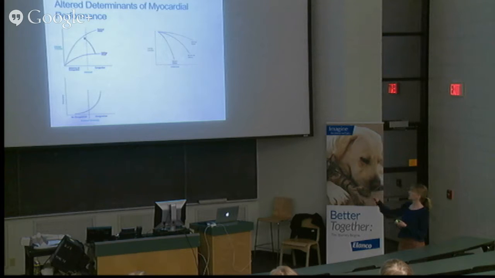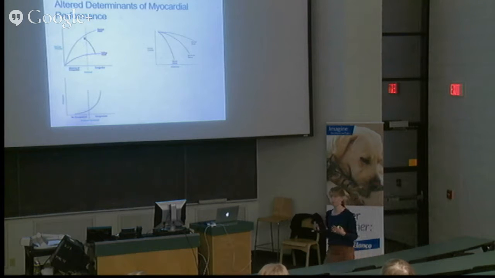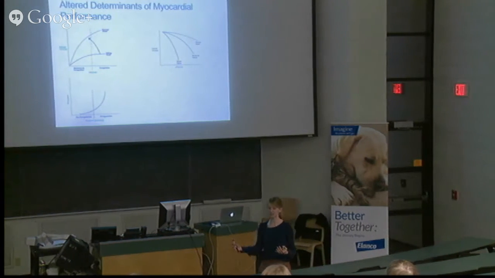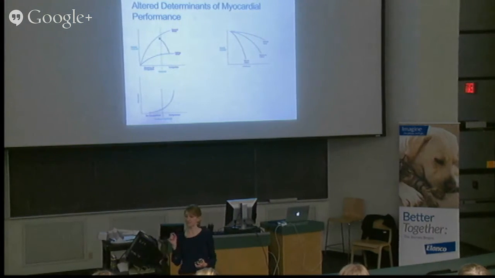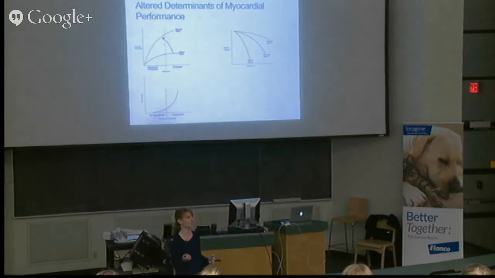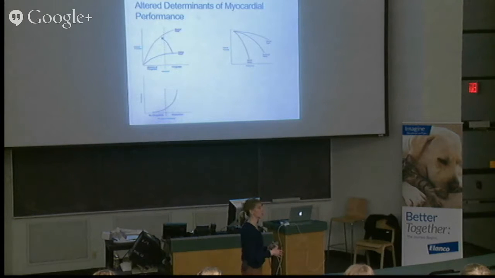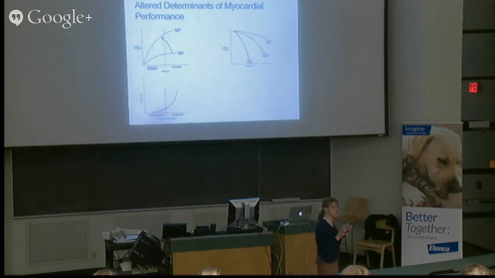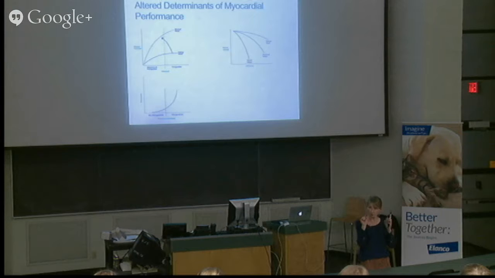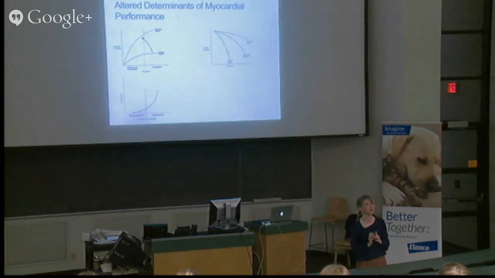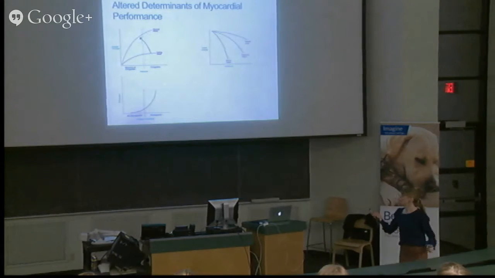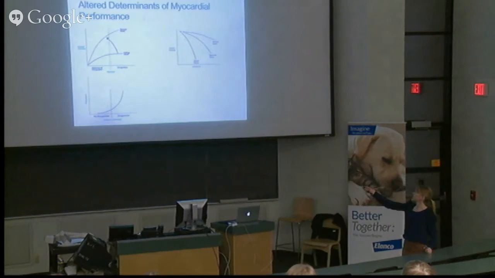What else are we going to target? Afterload. So afterload is another word that we use for an increase in vascular resistance, for instance. So one surrogate for afterload is vascular resistance. Again, we know that there's all these systems turned on that vasoconstrict and increase the resistance against which the heart must pump. So we can see that in a normal heart, look what happens in a normal heart.